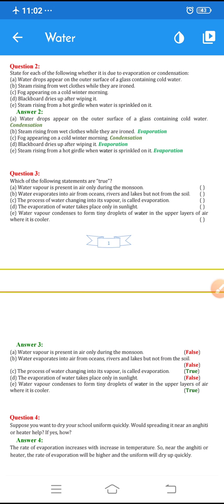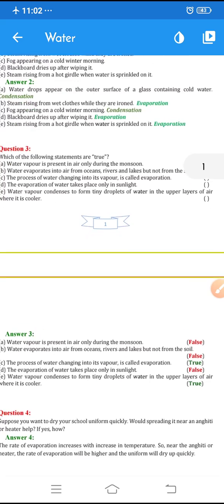Water vapor is present in air only during the monsoon. Is it right? Do you find water vapor in the air only during the monsoon season? No, not at all. Every day, every time, water vapor will be there. Every time the water vapor is present in the surroundings. Okay, so it is false.